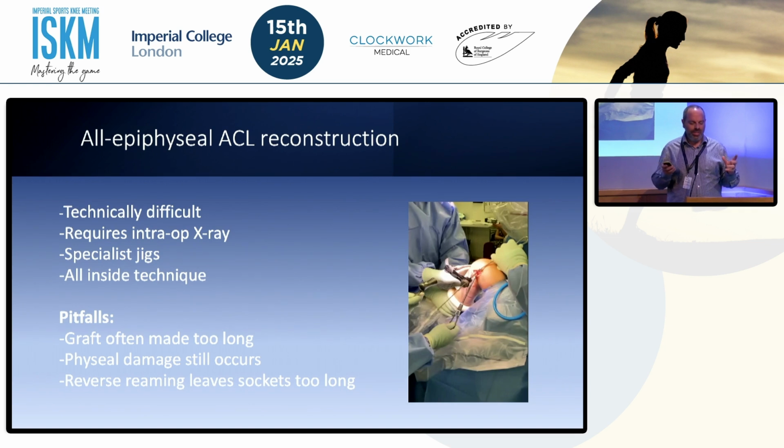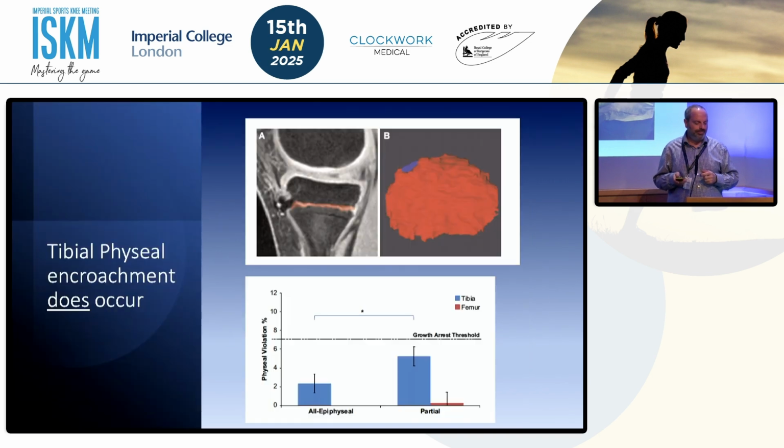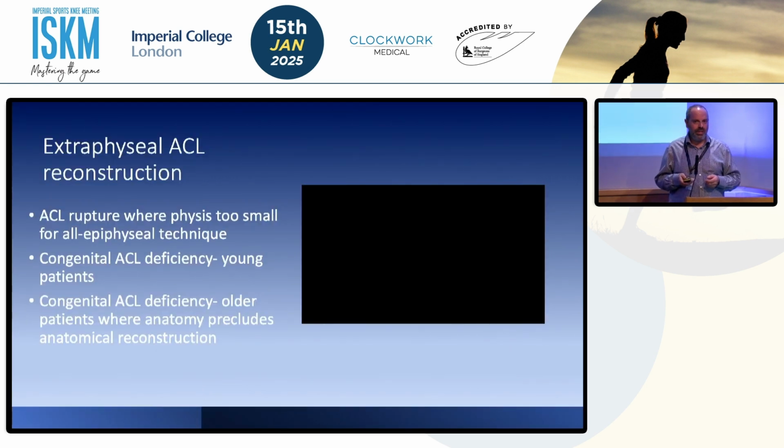And there are pitfalls in children. We often make the graft too long because we're terribly worried about it being too short. Physeal damage still occurs, and also when you're reaming out, because the bone is quite small for these tunnels, you can actually leave yourself with no bone bridge to tighten and fix your ligament. And we know from the work from Hospital for Special Surgery with this technique, physeal damage still occurs. And if you get it wrong, you take out the reserve zone of the physis, it's going to cause more of a problem in the first place.